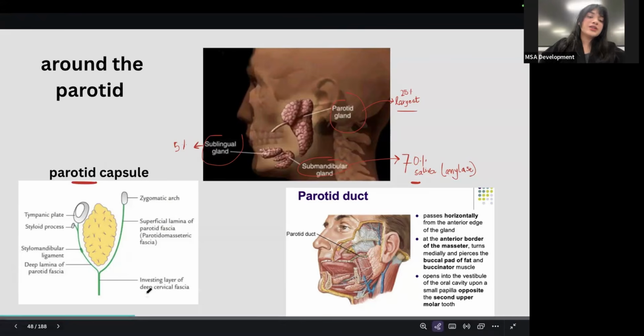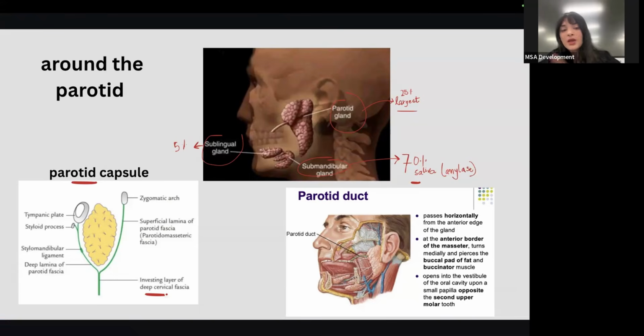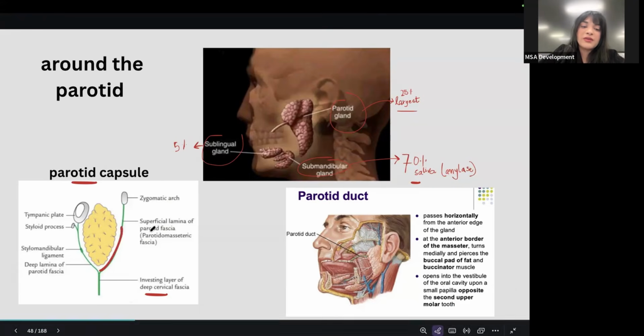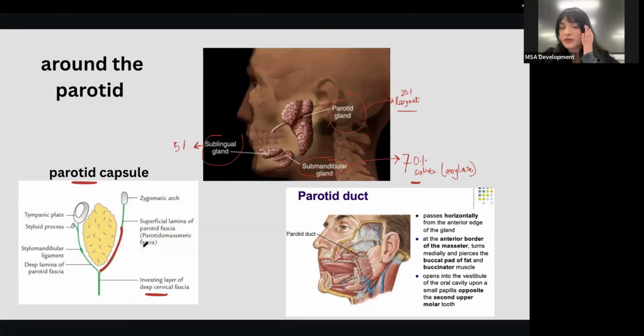Then we move on to the parotid capsule. It starts off as the investing layer of the deep cervical fascia, so it's basically coming up. It divides into two. The first one is the superficial lamina of the parotid fascia. It's very strong, very hard fascia. It's also called the parotidomasseteric fascia because it also covers the masseter and goes up to join the zygomatic arch.